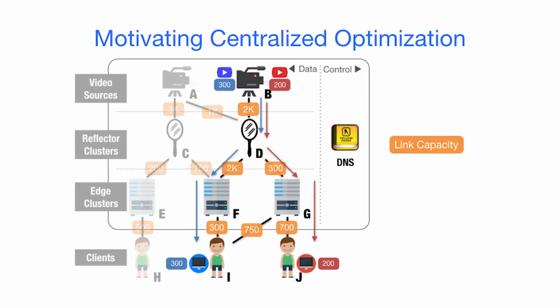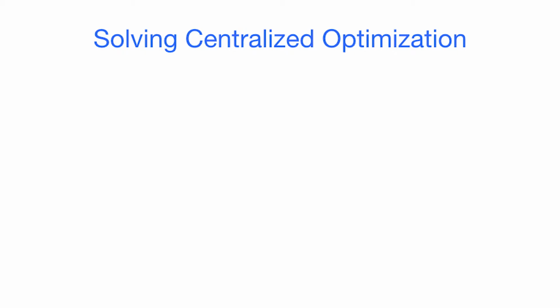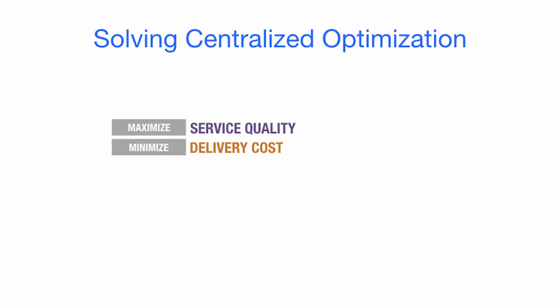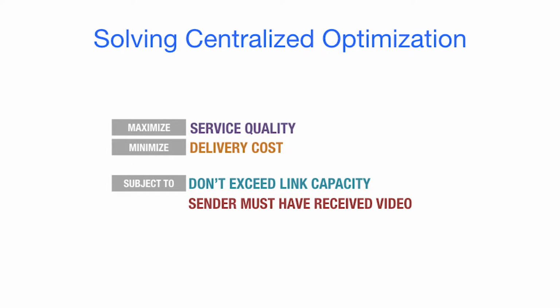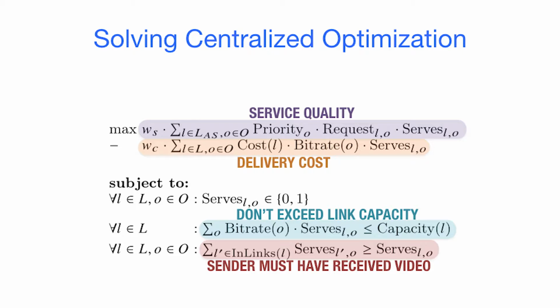OK, so obviously we're going to get rid of our DNS, and we're going to throw in our centralized controller. And what we want to do there is what I mentioned before. We're going to build an integer linear program. We're going to maximize service quality while minimizing delivery cost, subject to some obvious constraints, like that we don't exceed link capacity and that you can only send videos that you've already received. And so this naively just turns into math. And I'm not really going to worry about that for the point of this talk. But it's straightforward, and it's what you would expect.